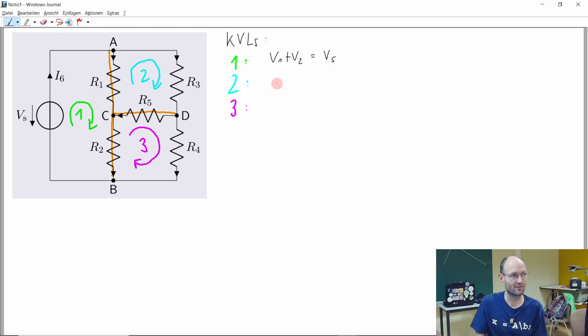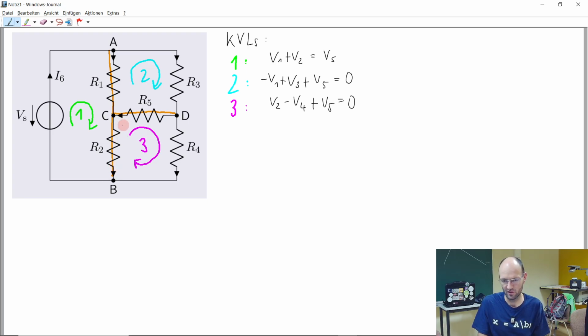V3 plus V5, I will try to directly order, minus V1 equals 0. So here the current goes in this direction. If we go along this loop, we have the opposite direction for V1, and we have the same direction for the others. So this is minus, this is plus, and we get 0. Okay. And so for the last mesh, V2 minus V4 plus V5 equals 0. Let me shortly check. So this is the opposite direction.